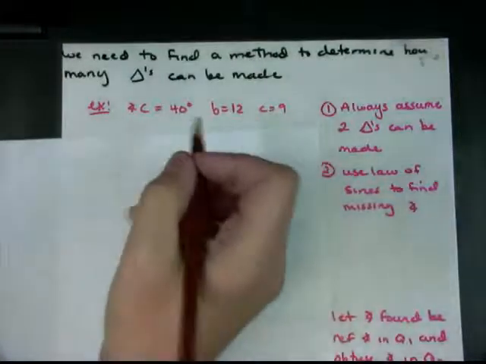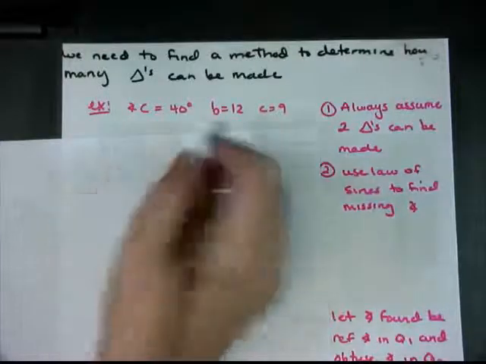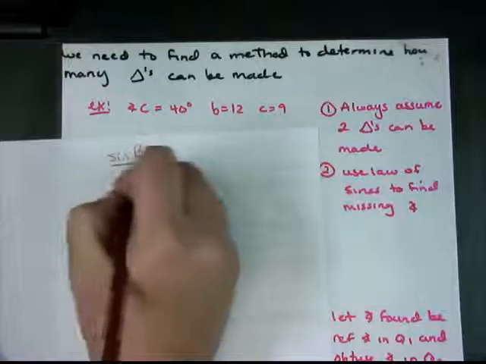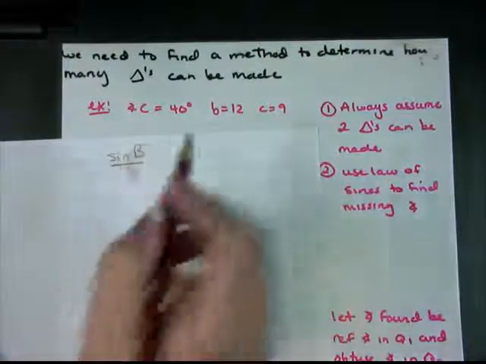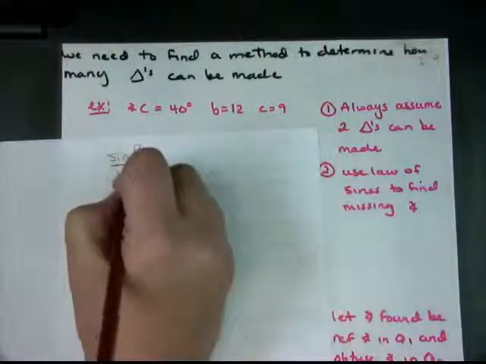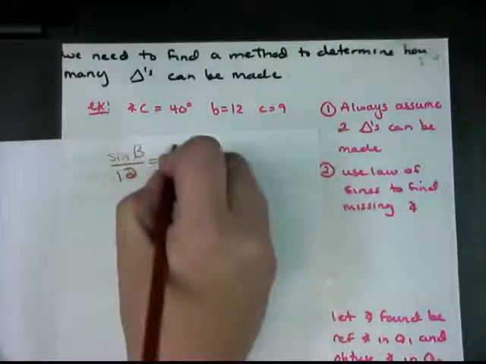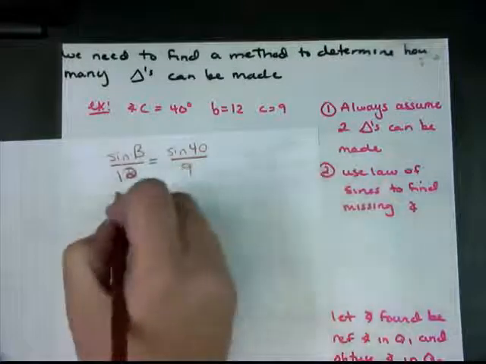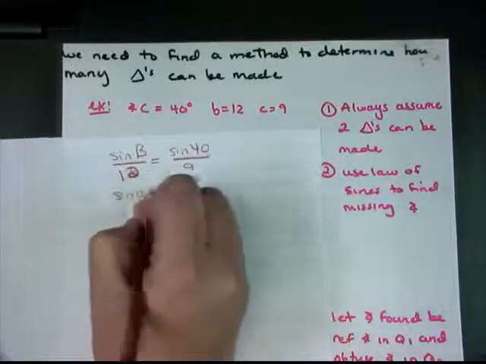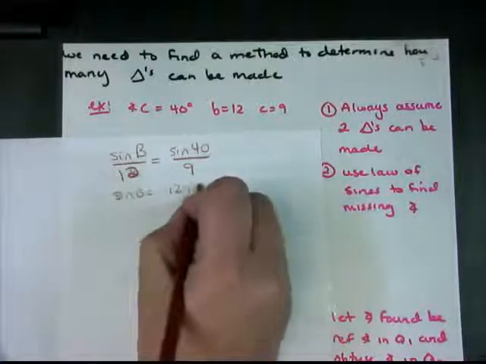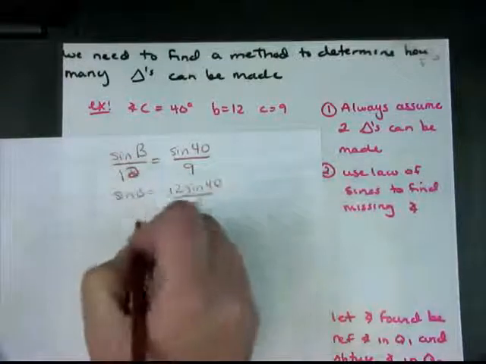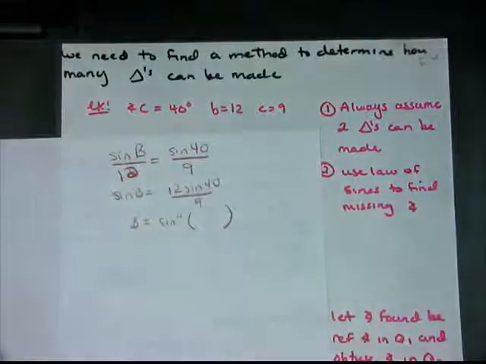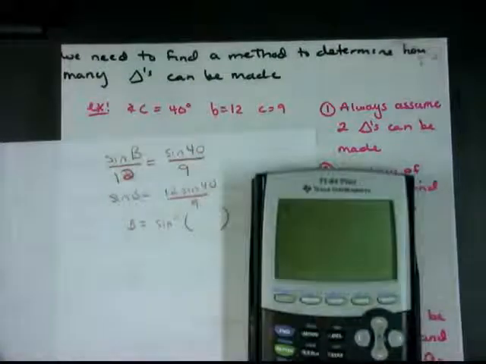So I would say, I have side B, that means I want angle B. So I'm going to put angles on top, and side B is 12. I know angle C, and I know side C. I'm now going to solve this for B, which means I'm going to be doing the inverse.